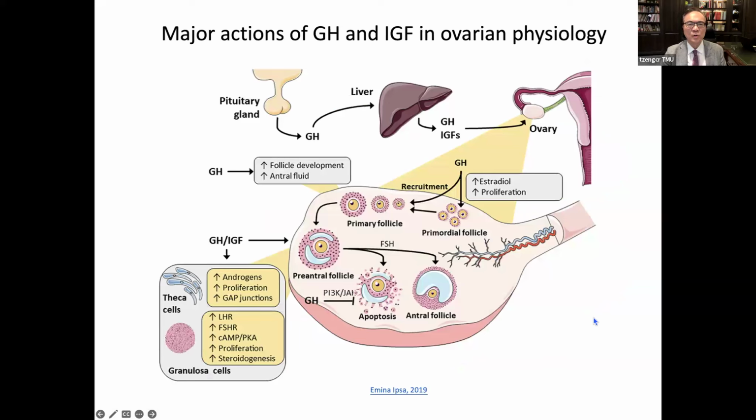The major action of growth hormone, as you can see, is that they produce it from the pituitary, and in the liver, they can produce IGF. The IGF then recruits the primary and primordial follicles, and also inhibits apoptosis, so the follicle can grow. The second major function is that they can act on the theca cells to produce abundant androgen, as well as on granulosa cells to produce estrogen.